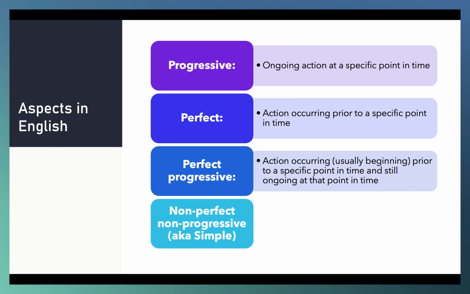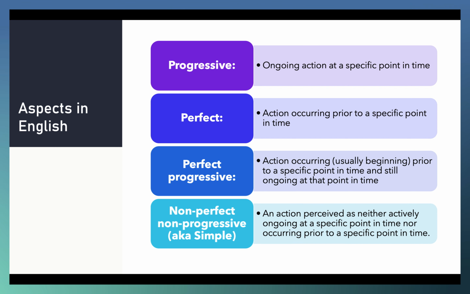Sometimes, however, we do not need to indicate that an action is ongoing or prior to something else. We just treat the action as a whole contained event. In this case, we use neither the progressive aspect nor the perfect one, and we call this type of aspect simple.